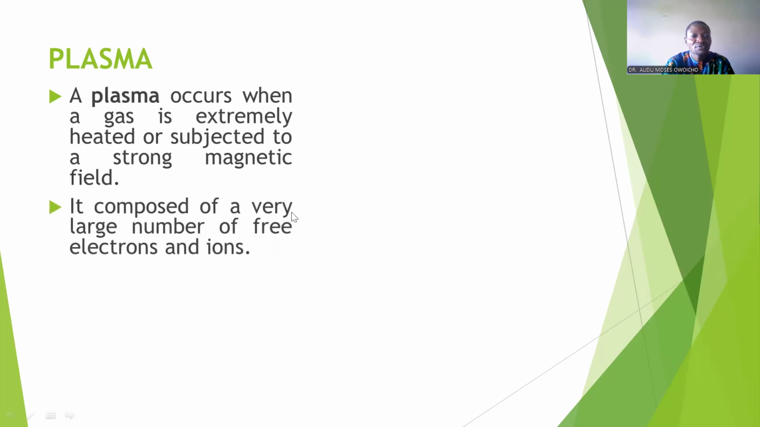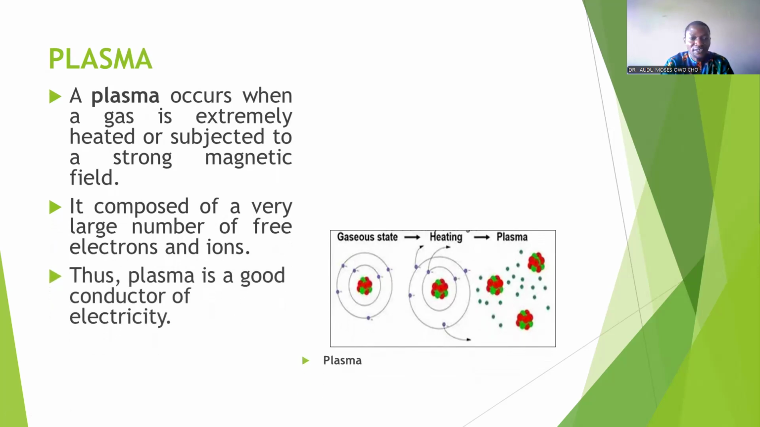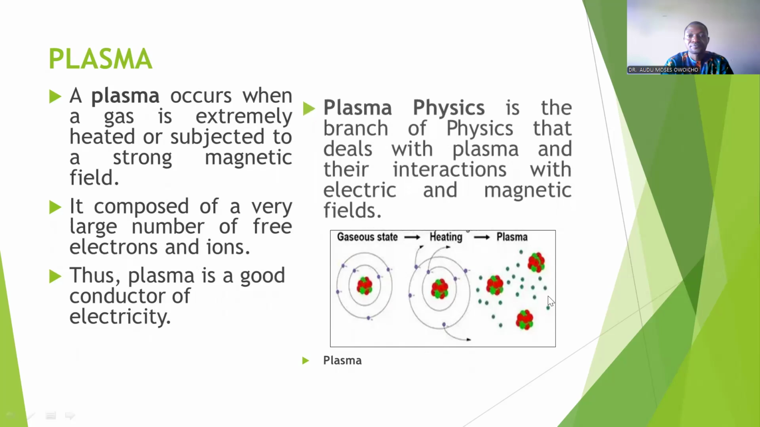So plasma is composed of a very large number of free electrons and ions, like we just saw. When a gas, matter in a gaseous state, is heated to a very high temperature, it ionizes into free electrons and ions. Matter in this state is called plasma. So plasma is normally referred to as what? The fourth state of matter. And because plasma is ionized, it is a good conductor of electricity.